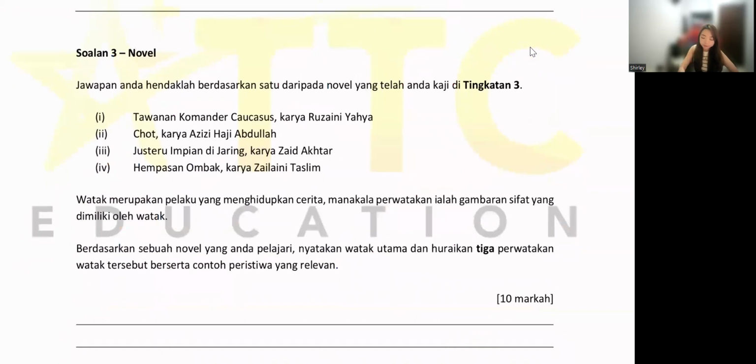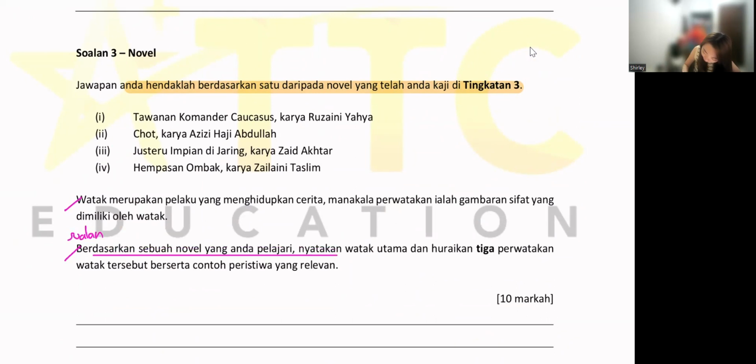So for the novels, you will have four questions to choose from because each zone will have different novels. So for example, Tawanan Komander Kasuari, this is the novel for zones Wilayah Persekutuan, Selangor, and also Negeri Sembilan, Putrajaya. And then the rest might be different. Just like just now in the class, I had one student from Pahang. Pahang is the chart number two. So this one, hendaklah berdasarkan satu novel yang telah anda kaji. Okay, this is just maklumat tambahan. This is the soalan.